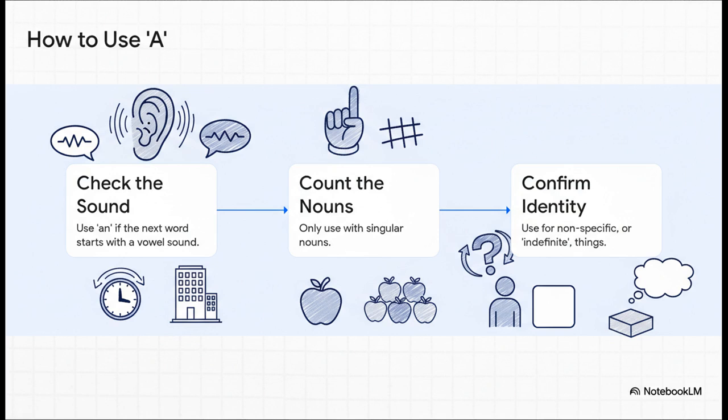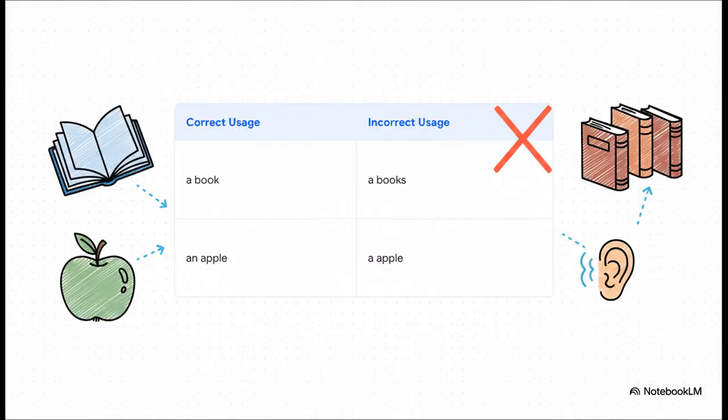Second, you gotta count. A is for single things only. And third, you confirm its job. Is it nonspecific? If yes, A is your guy. This chart makes it crystal clear, right? A book works because book is singular. A books? Nope, that's out. An apple is perfect because of that vowel sound. A apple? Well, it just sounds clunky, and now you know the grammatical reason why.